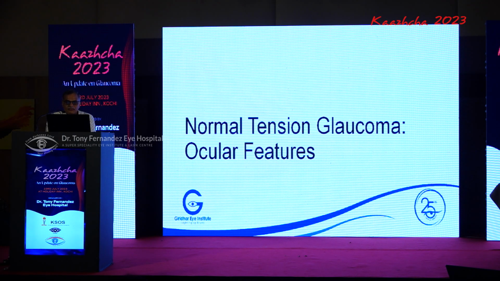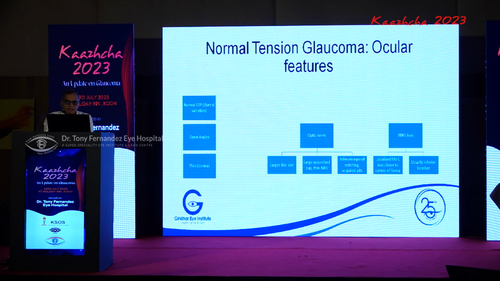Now, what are the ocular features that are associated with normal tension glaucoma, which are more common in NTG patients rather than in hypertensive glaucomas? I've already mentioned the normal IOP and open angles, but most of these patients also have thin corneas, and their optic nerve heads are rather larger in size.